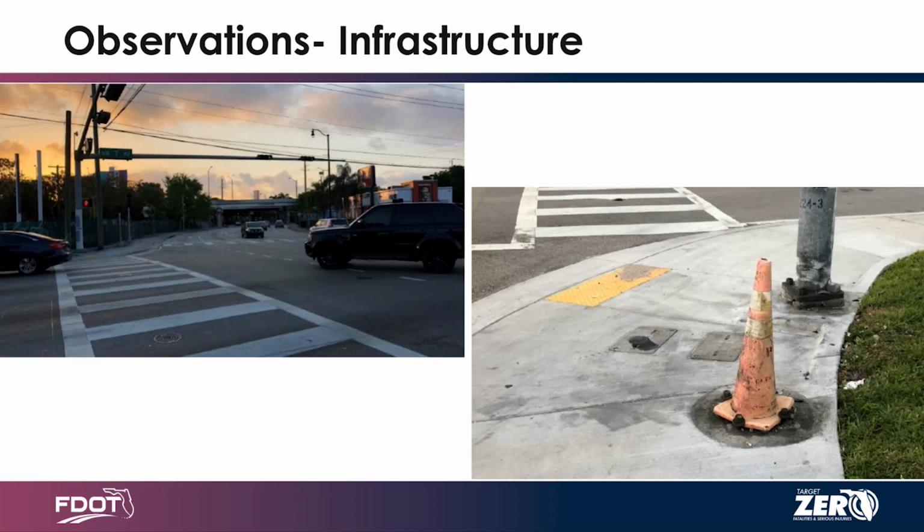Some more images that were taken. The image on the left shows some of the sight distance issues for those eastbound left turning vehicles. And then the image on the right shows the missing light pole that was replaced with a traffic cone, which is definitely a tripping hazard and not the safest thing to have out there right near a ped crossing.